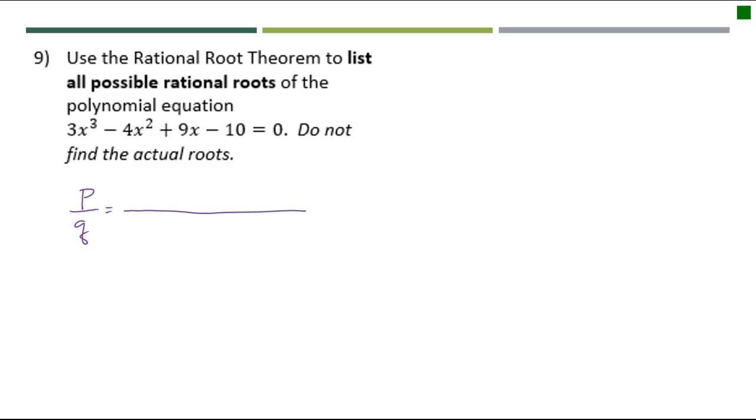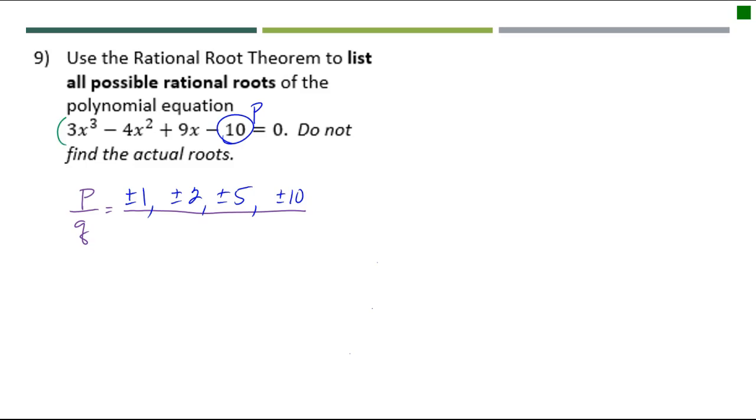So I'm looking first at my last number. This is my P number. I need factors of that. So all the numbers that you can divide out of 10. So 1 is always a factor, and the number itself. So 10 will be one of our factors. And then the other numbers that divide into 10 are 2 and 5.